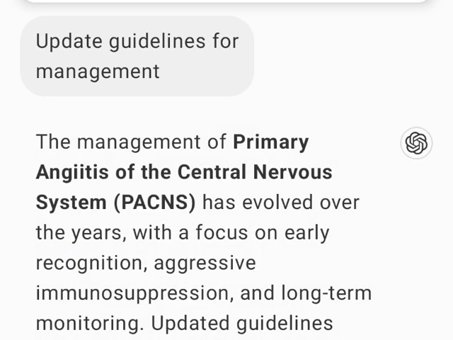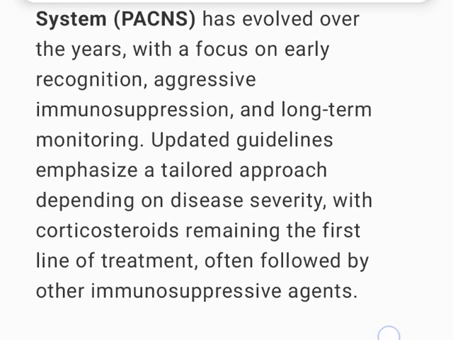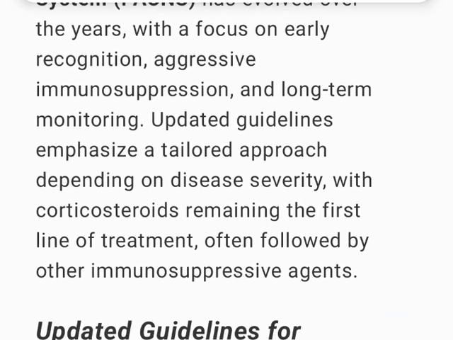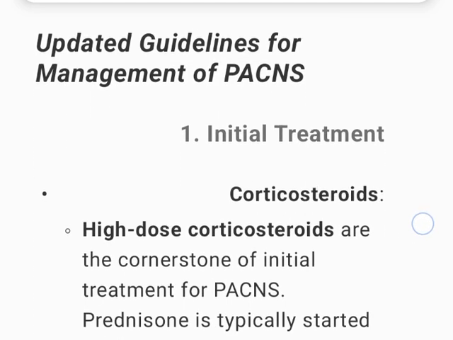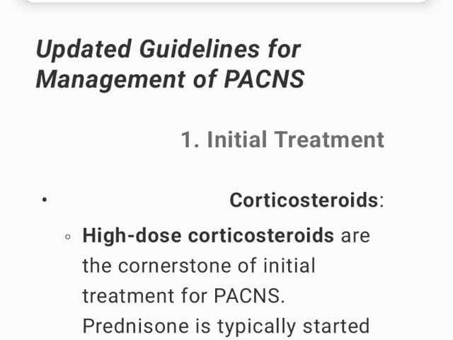The management of primary angiitis of the central nervous system has evolved over the years with a focus on early recognition, aggressive immunosuppression, and long-term monitoring. Updated guidelines emphasize a tailored approach depending on disease severity, with corticosteroids remaining the first line of treatment, often followed by other immunosuppressive agents. Updated guidelines for management of PACNS.